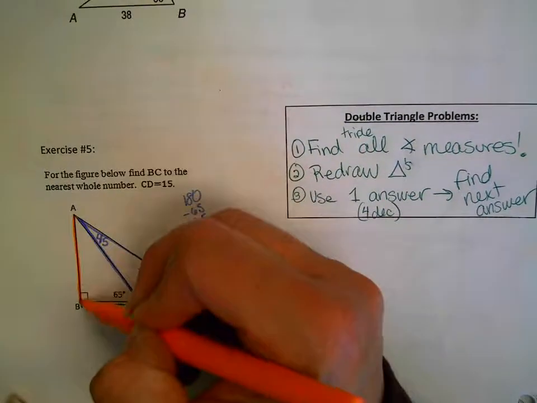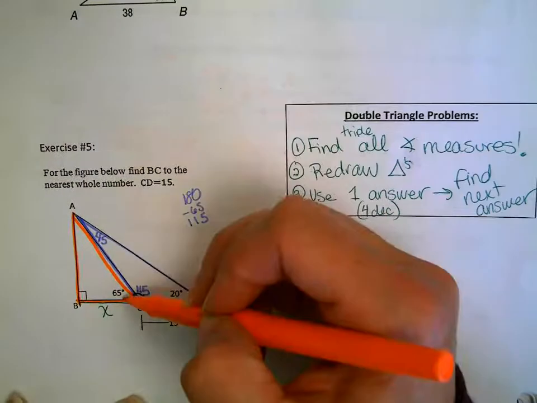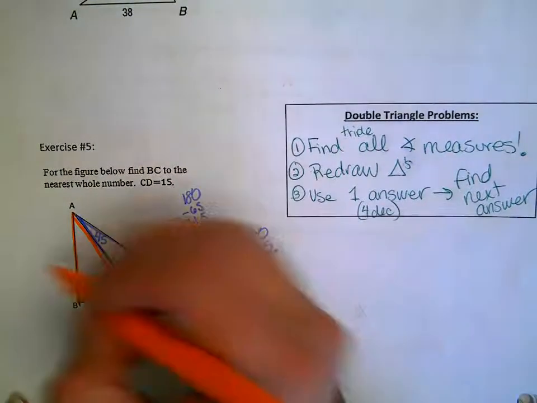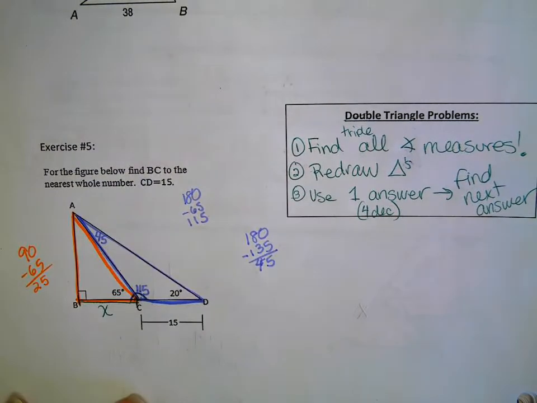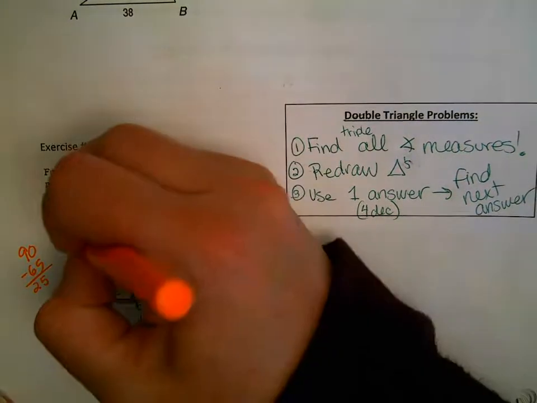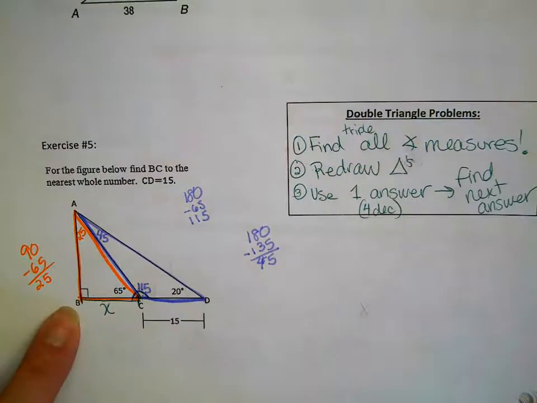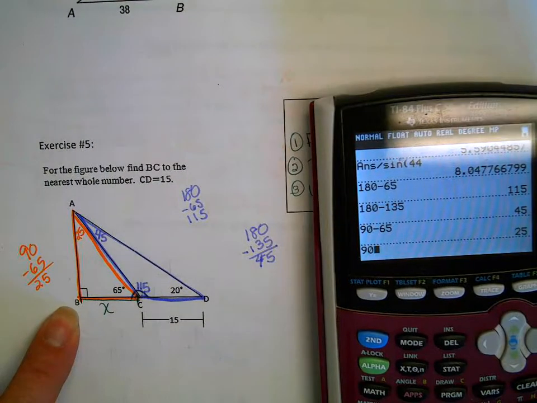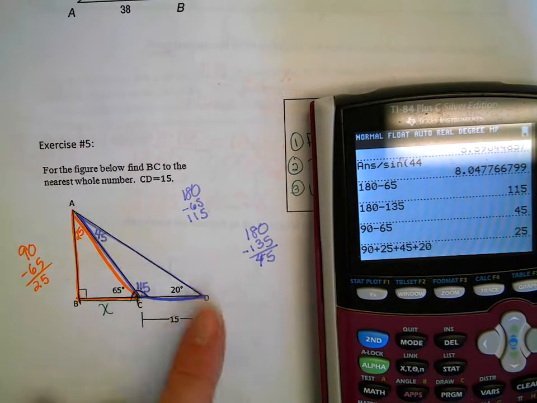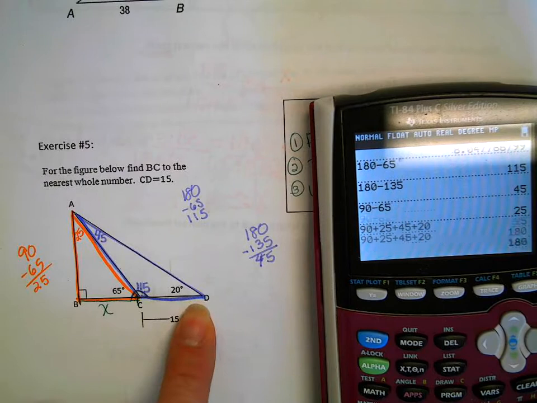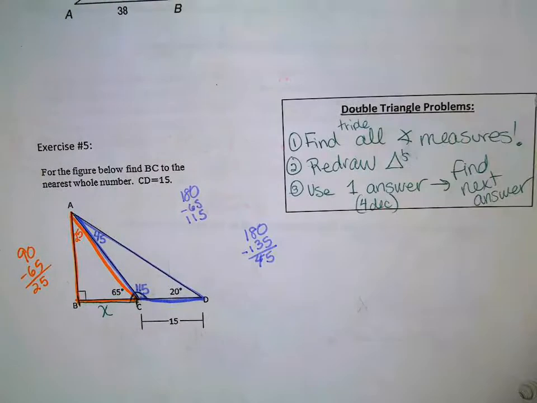Now, for this right triangle here, I have 65 degrees. Well, 90 minus 65 is going to leave me 25 degrees. Yep. And therefore, the big triangle has angle B, 90, plus angle A, which is 25 plus 45, plus the 20 degrees at D over here. If we look at the big picture, those still add to 180. Okay? So now I have all my angle measures.